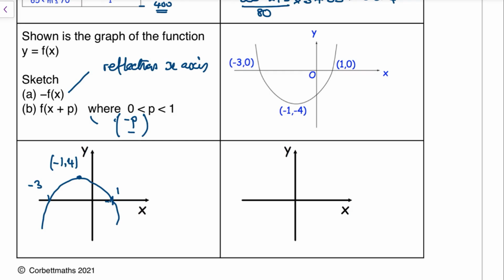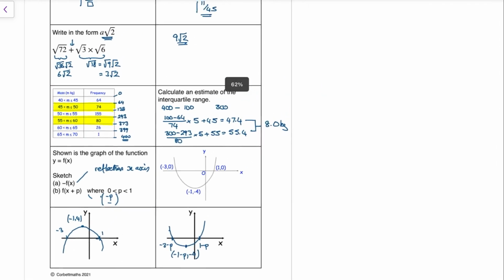Next one. Now I've got to be careful here. I'm moving it left by p, but p is less than 1. So I'm going to stay this side of the y-axis, and I could pretty much draw the same shape. However, what I'm doing is changing this to 1 minus p, and this one here is going to be minus 3 minus p, because I'm moving it left by p. And this here is going to be minus 1 minus p, but my y value stays the same, so that's minus 4. That's a tricky question, isn't it? Nice, difficult question to end today on.